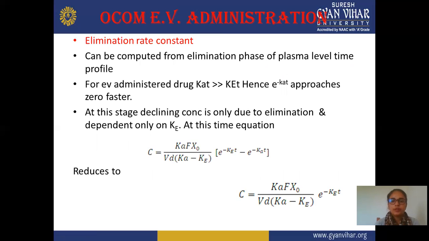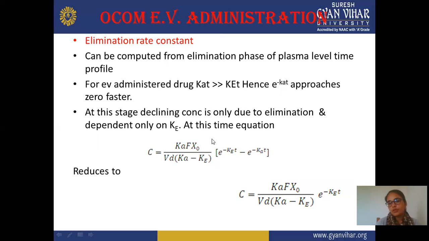The elimination rate constant can be computed from the elimination phase of the plasma level-time profile. It is calculated with the help of the plasma concentration-time profile. After extravascular administration, the drug's absorption rate constant Ka is more than, approximately double, Ke, hence e^(-Kat) approaches 0 faster, and at this stage the decline is only due to elimination and dependent only on Ke in the equation.